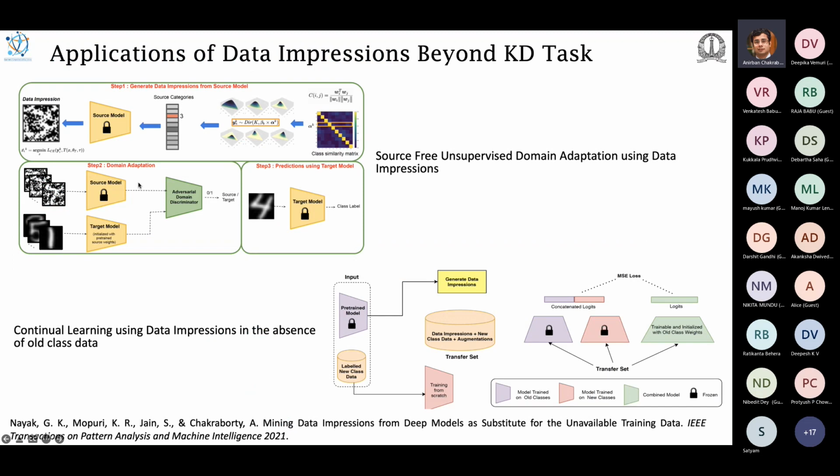Now you can use the same data impressions not only for knowledge distillation, but potentially to solve many other challenging ML problems where you would require the training data or the original source data set. One is the source-free unsupervised domain adaptation problem. The unsupervised domain adaptation problem does not assume availability of target labels.